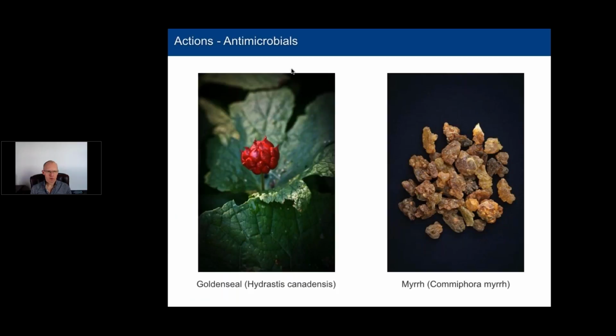Golden seal, also referred to as Hydrastis canadensis. It's native to Canada, hence the species name there. It also grows in northern U.S. This is one of my favorite herbs to treat both bacterial and fungal infections. I'll pretty much use it in any infection formula that I have.